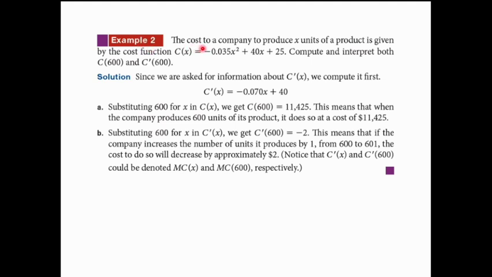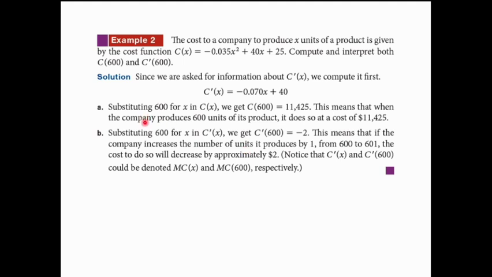We have the cost to a company to produce X units of a product given by the cost function. So X is the number of units. We plug that in and we get out the cost to produce it. We're going to compute and interpret both cost of 600 and the marginal cost of 600. So this notation here means just to plug 600 into the cost function. So that would go in here.